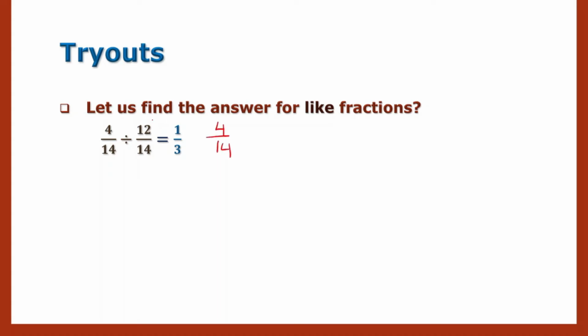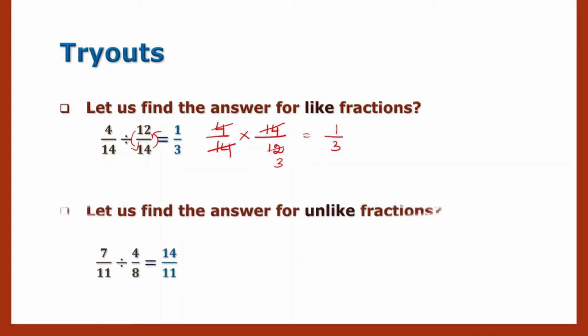And then we have to take the reciprocal of the subsequent term, which is the denominator goes to the numerator and the numerator comes to the denominator. And then the division sign changes into multiplication sign. So you could easily cancel 14 and 14 and 4 and 12 by 4 tables, which is equal to 1 by 3.